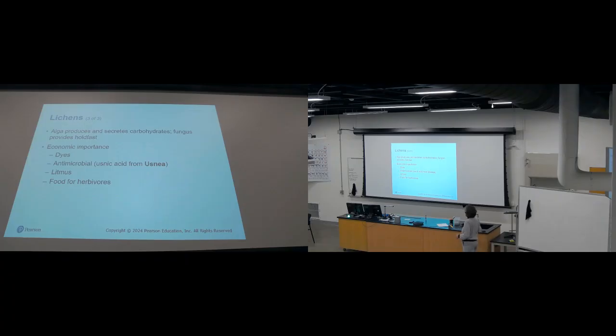So the algae produces carbohydrates in these lichens, while the fungus provides the holdfast. Economic importance of these lichens is that it helps to form dyes. Some of them have antimicrobial properties. For instance, we have usnic acid that is formed from a species of lichen called Usnea. And then litmus. Litmus is a chemical that is used to do the litmus test. And lichens are used by herbivores to survive.